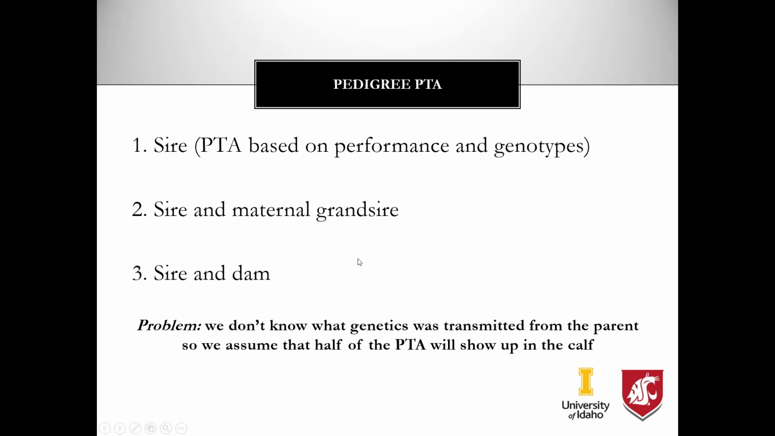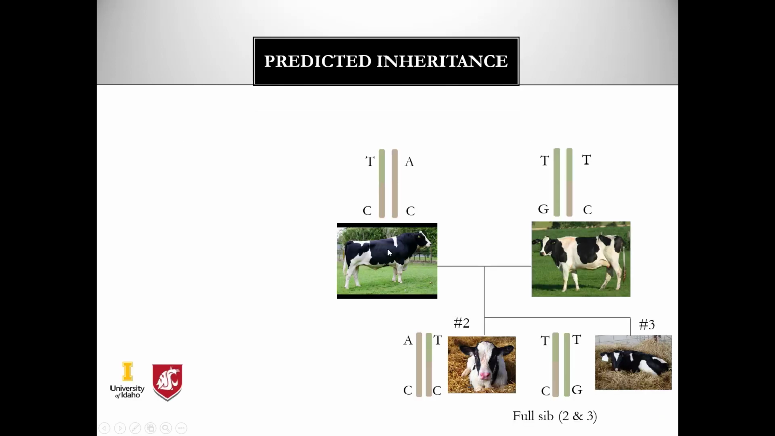So this all sounds great, but there is a slight problem here, and that is that we're not sure exactly what genetic information was transmitted from the parent to the calf, whether we have the sire and dam information, the sire and maternal grandsire information, or just the sire information. And we're going to explain why I say that in the next couple slides. Let's go through how the sire and dam can pass on their genetic information to their offspring.